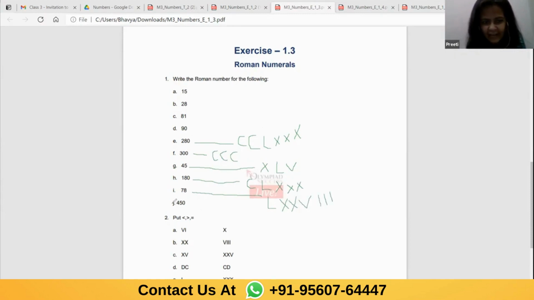Kian, I gave you chance, no? Okay, Sanvi, would you like to try for 450, bacha? Yes, ma'am. Go ahead. Ma'am, C, and L. Bacha, we can't repeat C 4 times. Maximum we can do it up to 3. So figure out some other way.